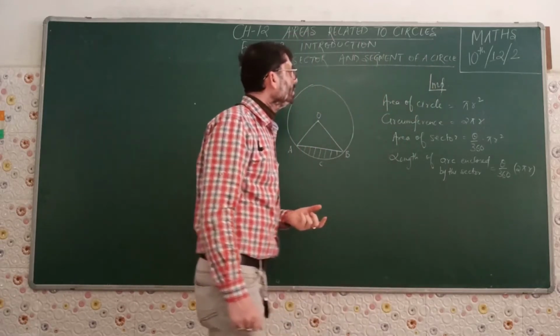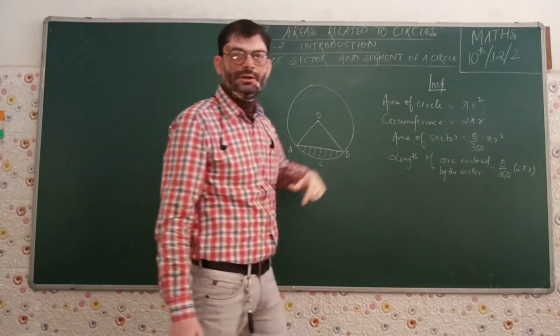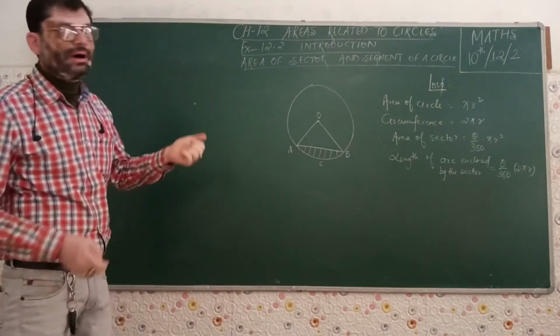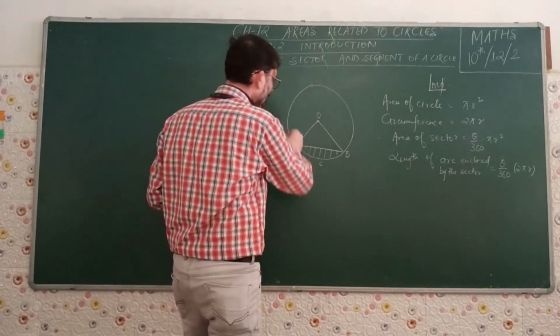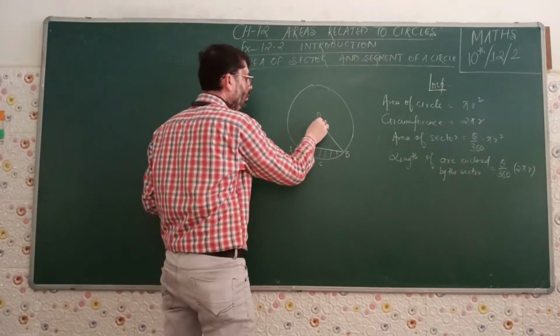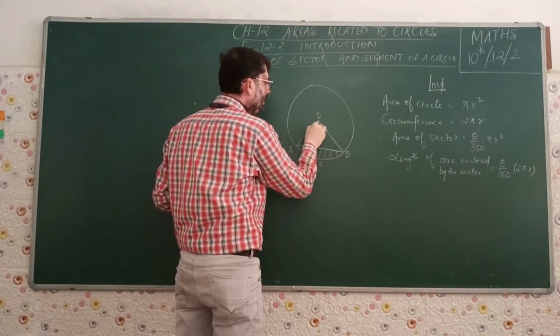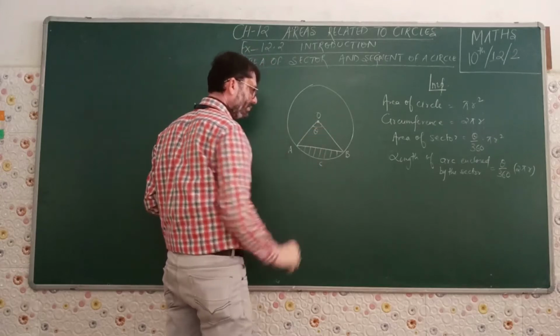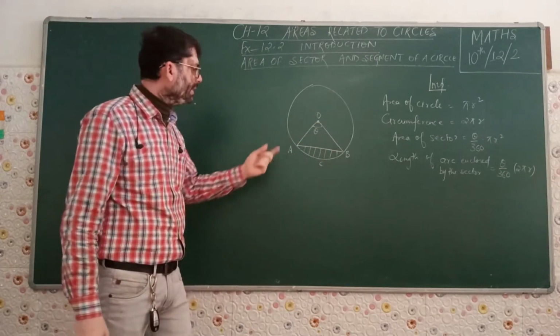But we haven't derived any formula related to the area of a segment of a circle. Then how do we find the area of a segment of a circle? Suppose we are given a circle with center O, and there are two radii OA and OB which make an angle theta at the center. And a chord AB is joined in order to obtain the segment ACB.